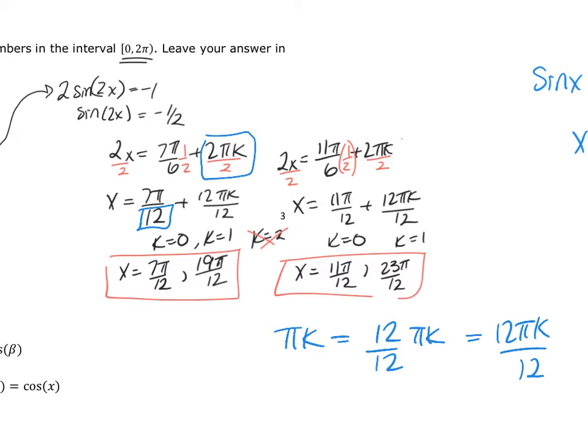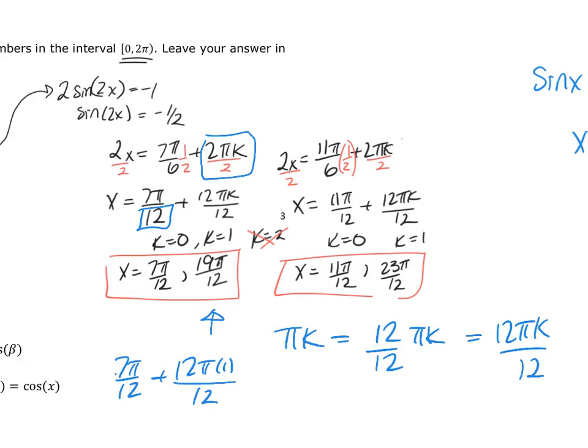Yes, so the clarification question was, the 19 pi over 12 came from the fact that I did put in 0 for k for the first one, but for the second one I put in 1 for k. So to get this second one, I did 7 pi over 12 plus 12 pi multiplied by 1, because k is 1, over 12, and that gave me the 19 pi over 12. Okay.